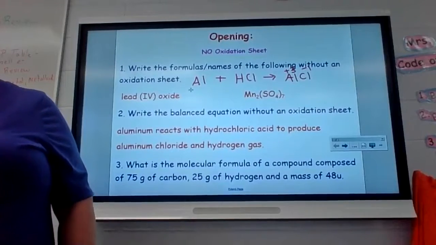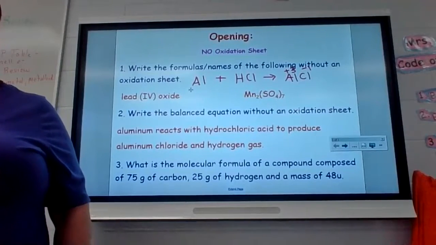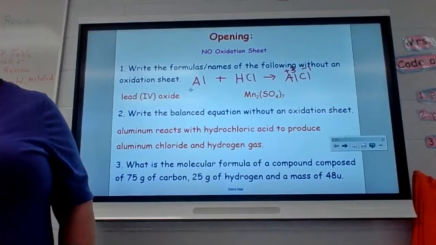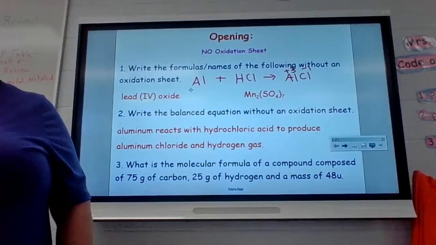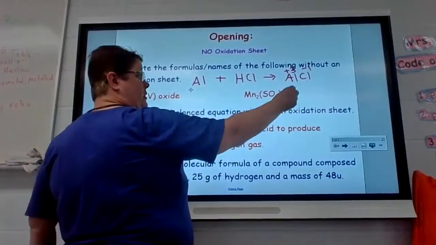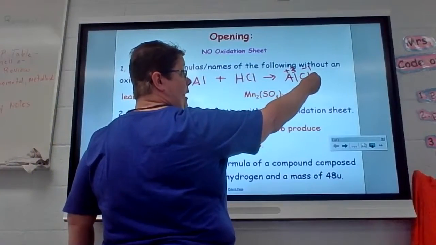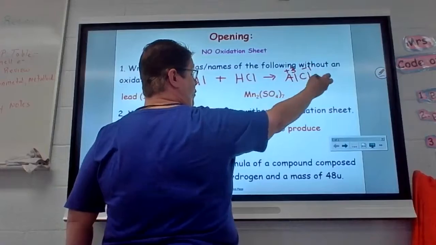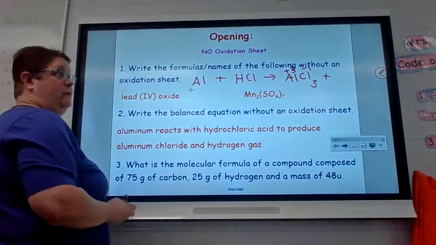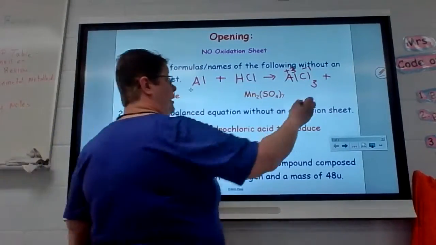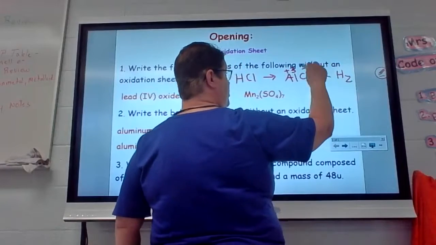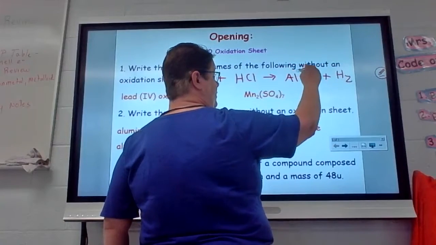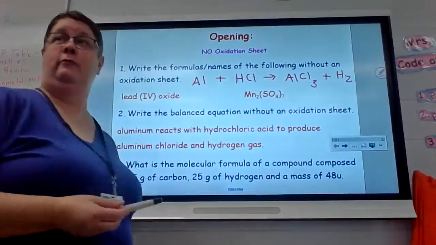So what group is aluminum in? 13. So it has what oxidation number if it's in group 13? Is everybody with me on what I'm talking about? Yes. Okay, so plus 3. And then chlorine's in group 17, so it's minus 1. So 3 and negative 1. Plus hydrogen. How do we write hydrogen? H2. And we put a 2 on there because it is diatomic. Everybody go with that? Okay.